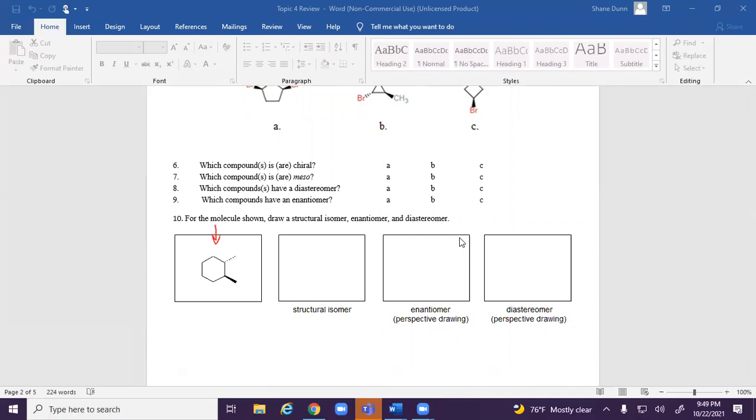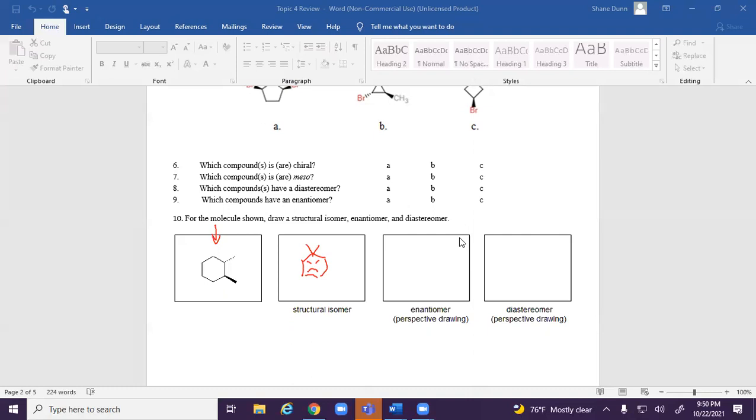It's just a molecule. So what's a structural isomer? Same chemical formula, but different combinations. So one example could be this guy. And he looks kind of angry. I'll put some eyes right here and make him angry like that. There we go.